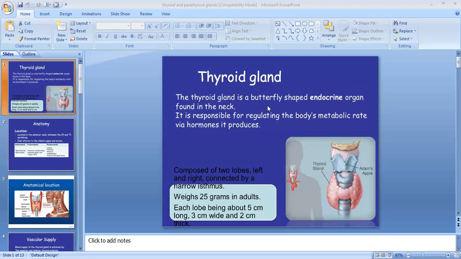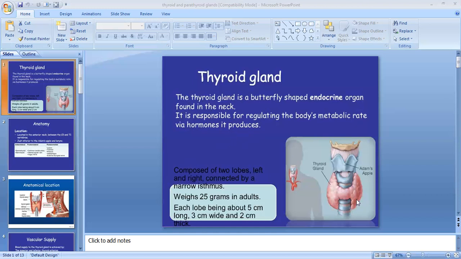This gland is a butterfly-shaped endocrine organ found in the neck. Normally, the thyroid gland is not visible, and we can't see it, we can't palpate it. But when the thyroid gland is enlarged, which is known as goiter, then we can appreciate its presence in the neck on inspection. It is responsible for regulating the body's metabolic rate through the hormones it produces. It produces thyroid hormones that regulate the metabolic rate of the body.